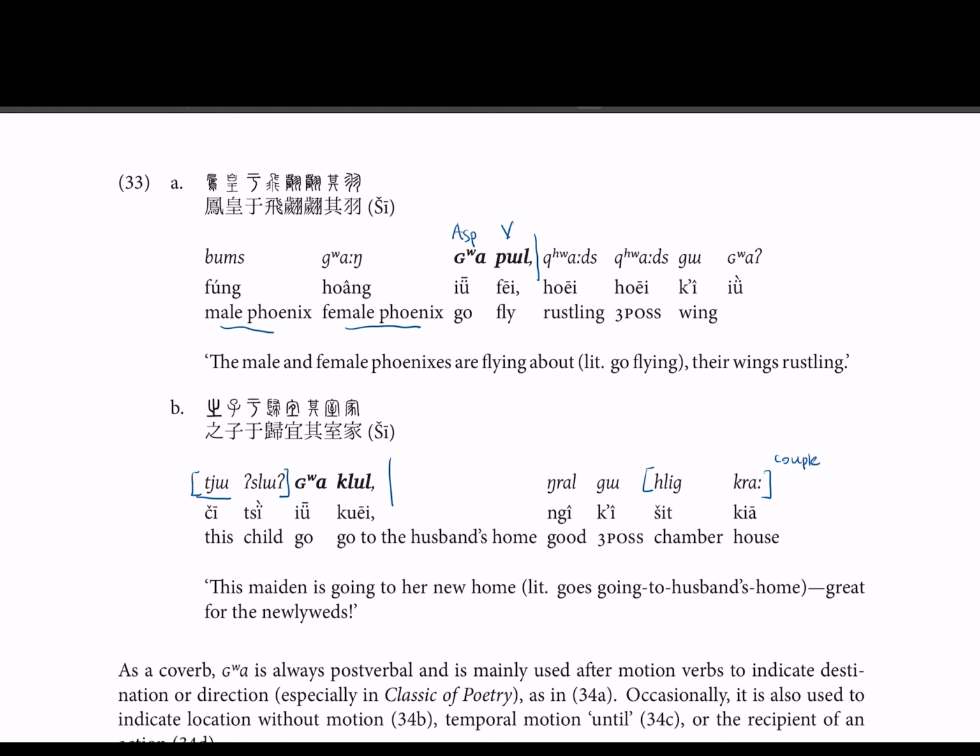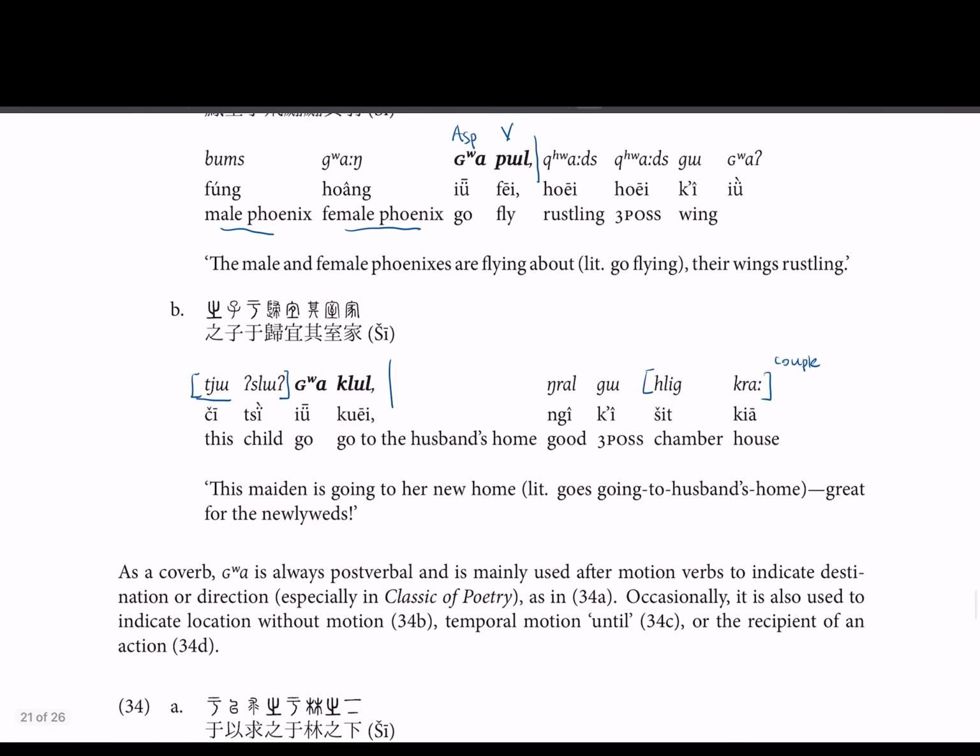So that is the auxiliary use of gua. And on the other hand, as a coverb, gua is always post-verbal and is mainly used after motion verbs to indicate destination or direction, especially in classic of poetry. Occasionally, it is also used to indicate location without motion, or motion in the temporal dimension, or it could also be used to introduce the recipient. So these are all derived meanings of the coverb gua based on its more fundamental motion toward sense.